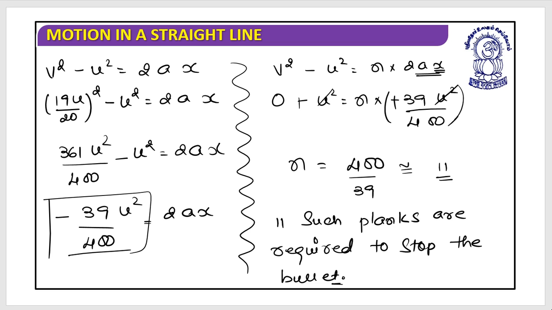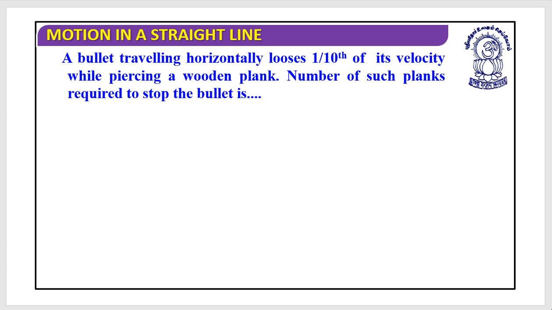There is one for you guys. What data has been given? I can just provide you the hint, but not the complete solution of this. You need to do this. But before you start, just go through the data they have given. It says that a bullet traveling horizontally loses 1/10th of its velocity while piercing a wooden plank. Find the number of such planks required to stop the bullet. Only the data has been changed, and the rest of the things are the same.